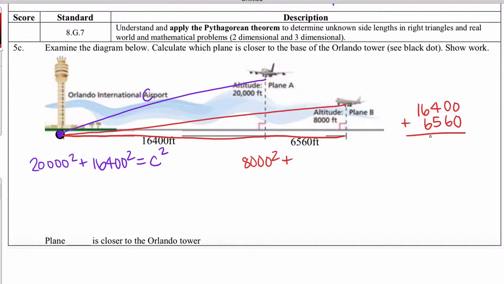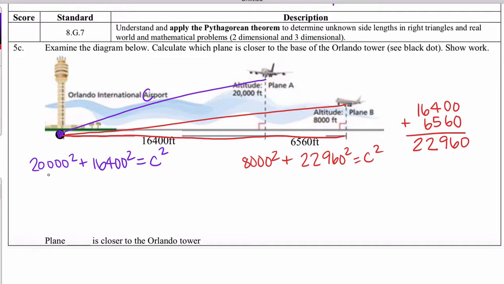So we've got 16,400 plus 6,560. Be really careful not to miss any zeros. And you should get 22,960. So that's how long this side is. So 22,960 squared equals c squared. So at this point, I can't tell which one is longer. So I'm going to do some math to figure it out.